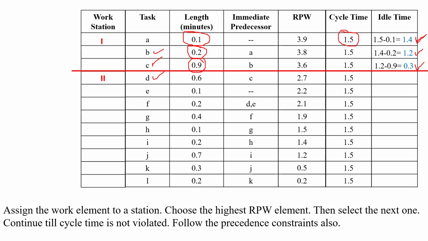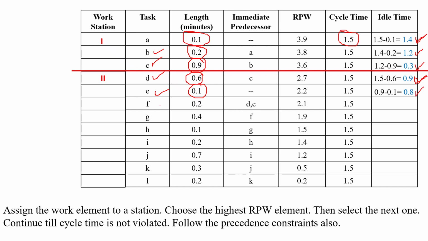So in workstation 2, we have to add the task D. Its processing time is 0.6 and cycle time is 1.5. So after adding the task D, idle time will become 0.9. So next I have to move to the task E, and its processing time is 0.1 and availability of the time is 0.9. So we can add the task E in the second station. Then after adding the task E, idle time of the second station will become 0.8.